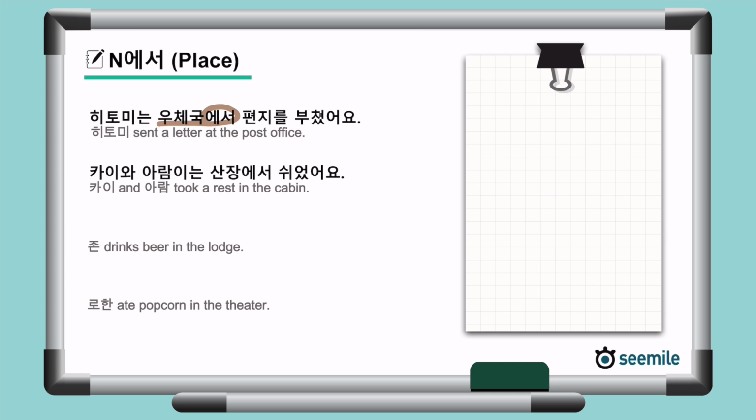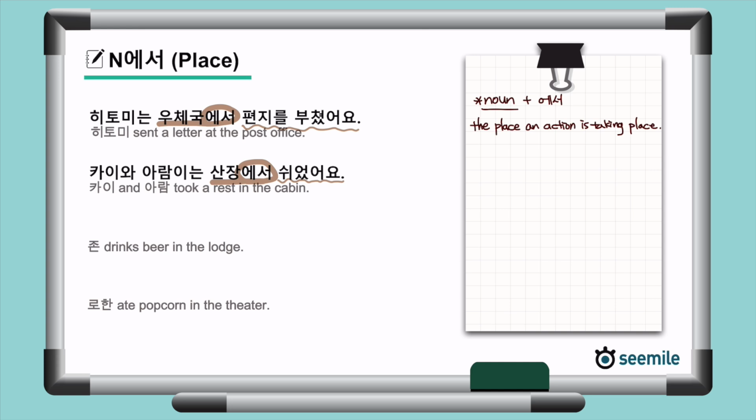히토미는 우체국에서 편지를 붙였어요. 우체국 comes before the particle 에서. What information are you able to find out about the post office mentioned in this sentence? Yes, it's where Hitomi sent her letter. Now look at the next sentence. 산장 comes before 에서. What other details can you figure out from the sentence? The fact that the 산장 is where Kai and Aram took a rest. Did you figure out when to use the particle 에서? Yes, that's right. 에서 is a particle used to indicate where the action spoken about in the sentence is taking place.